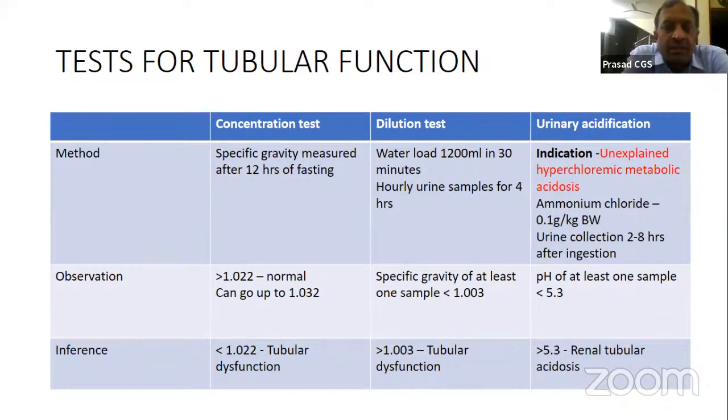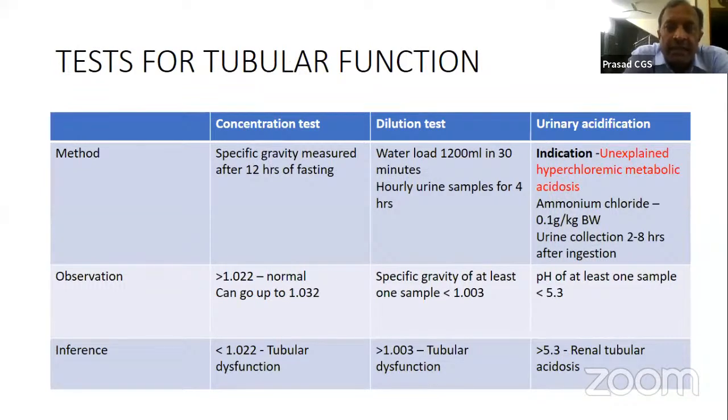Coming to the dilution test, a water load of 1200 ml is given in 30 minutes. Hourly urine samples are collected for 4 hours and we calculate the specific gravity. The specific gravity of at least one sample should be less than 1.003. When it is more than 1.003, we think of tubular dysfunction.